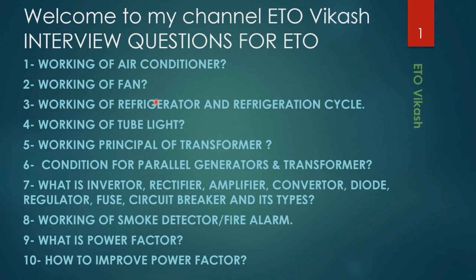The evaporator unit is inside your room. The cooled refrigerant goes into the evaporator coils. Whatever heat is there inside your room gets absorbed by the refrigerant, and the refrigerant in the evaporator gets converted from liquid to vapor, and this vapor will go again to the compressor unit. So like that you can understand.